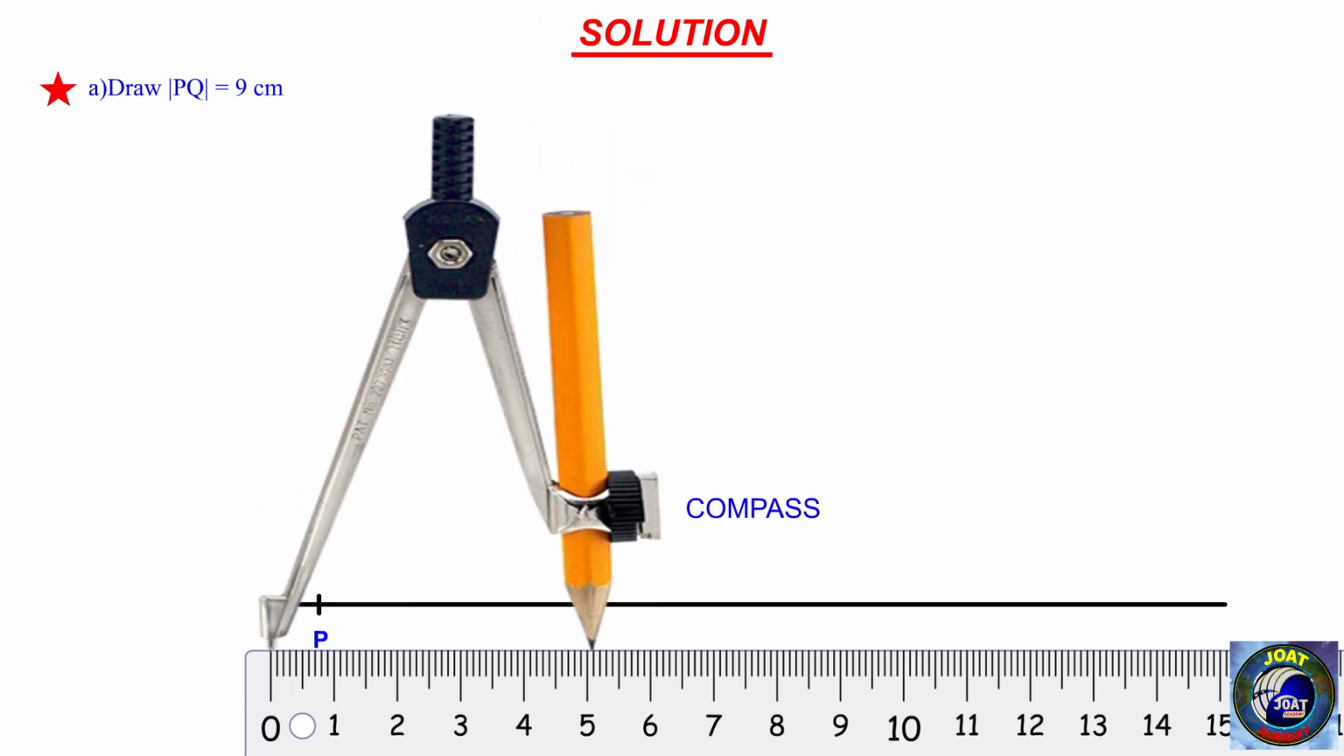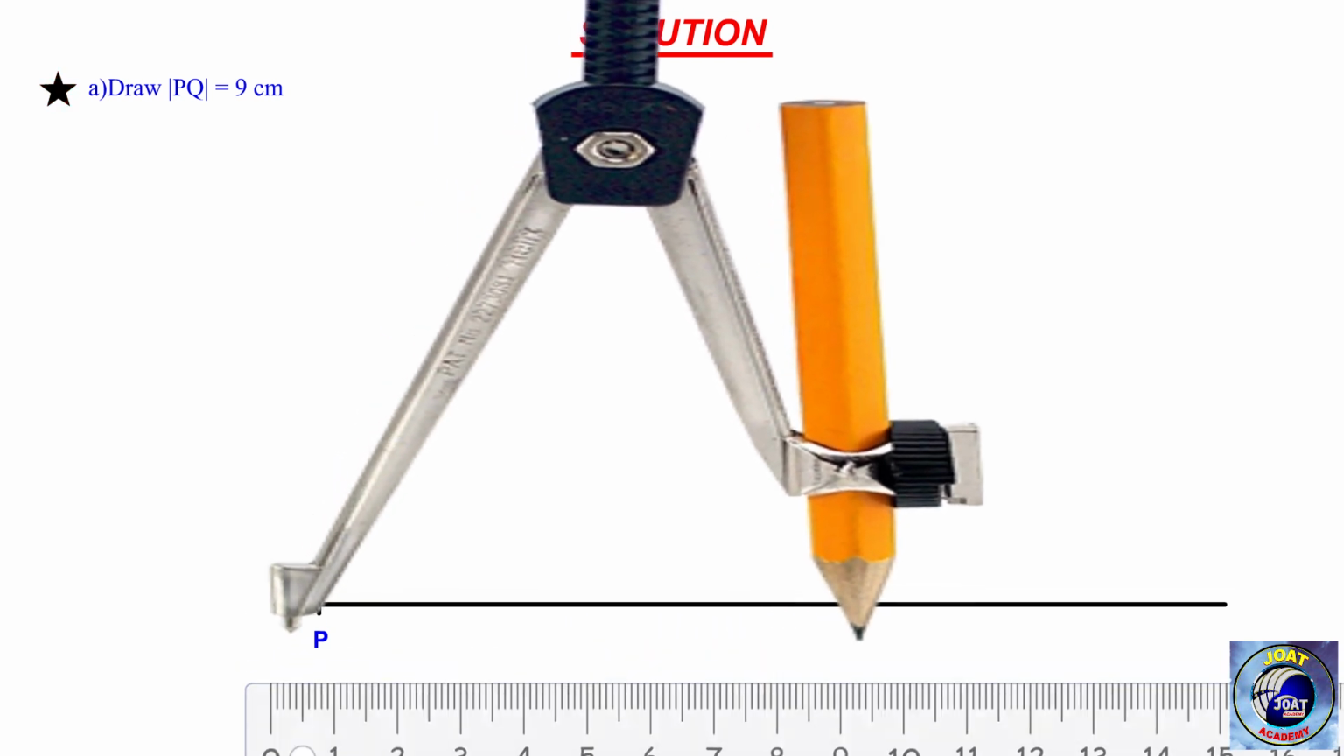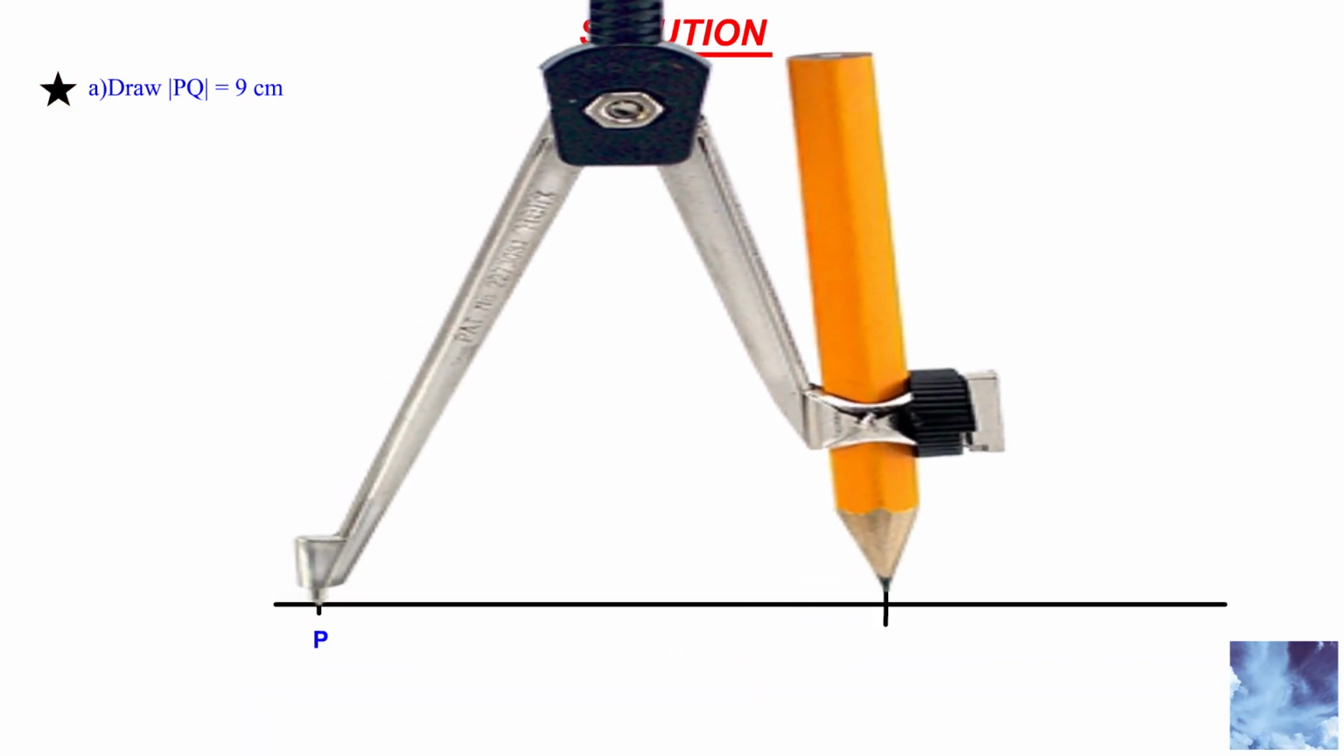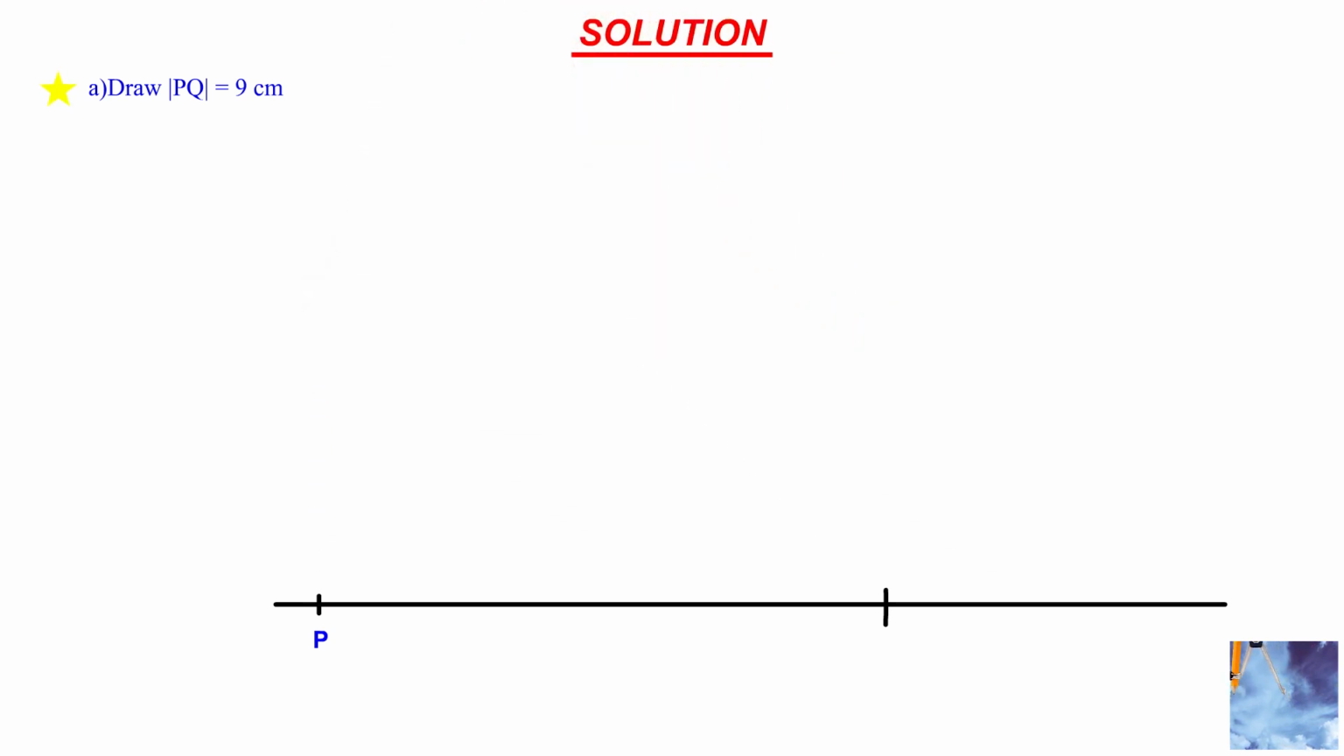Set your compass to 9 centimeters. Place the compass at point P and draw an arc to intersect the straight line. Name this point point Q.